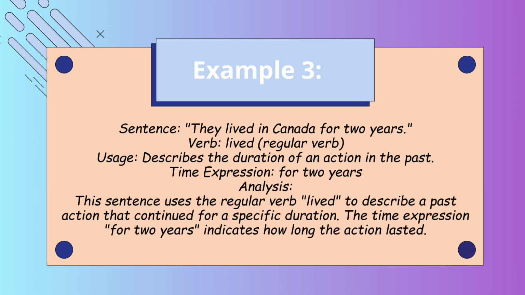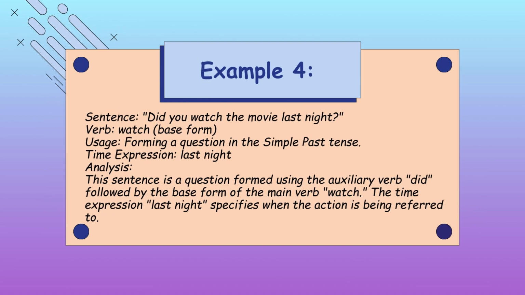Example number 4. This is the question form. Did you watch the movie last night? Here we have the verb watch, base form. The usage: forming a question in the simple past tense. The time expression is last night. Analysis: this sentence is a question form using the auxiliary verb did at the beginning of the sentence, followed by the base form of the main verb, which is watch. The time expression last night specifies when the action is being referred to.